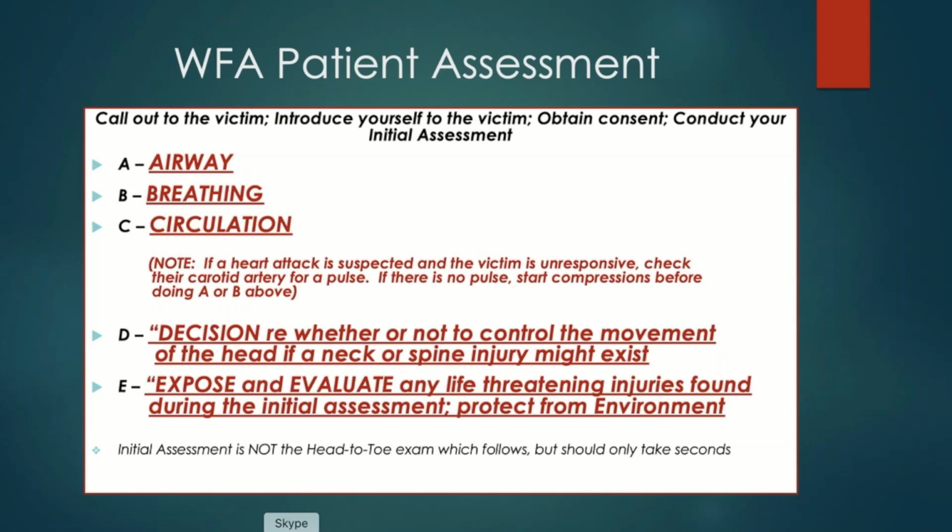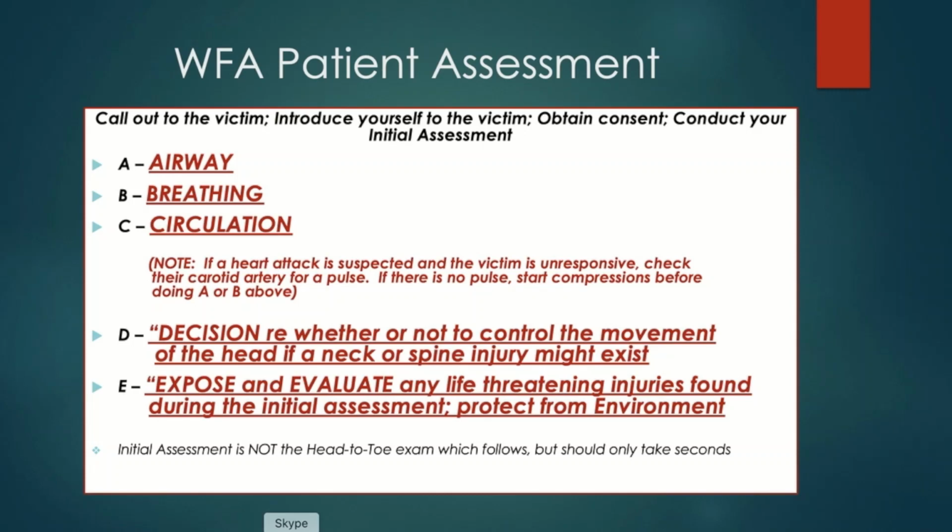D is deciding whether or not to control the victim's head if it appears they may have had a neck or spine injury according to the MOI you identified during the scene survey. You would control the head at this time or ask someone else to control it, or maybe even ask the victim not to move their head as you examine them.